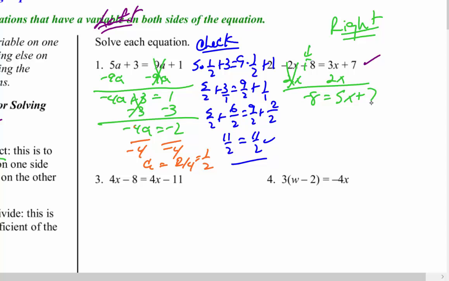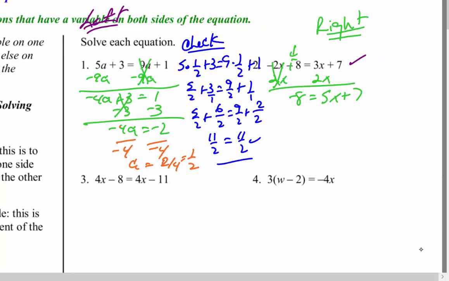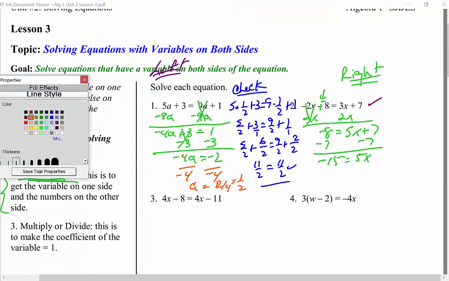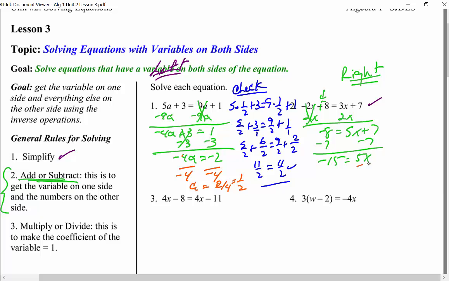Now, I want to get rid of the 7. So I subtract 7 from both sides. Negative 8 minus 7 is negative 15 equals 5x. We have the x's on one side, the numbers on the other. I can now divide both sides by 5. So x equals negative 3.